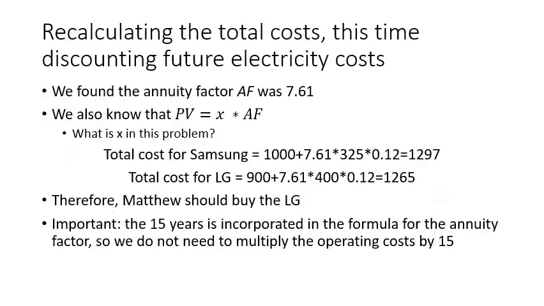It's important to note that the 15 years is incorporated in the formula for the annuity factor, so we do not need to multiply the operating cost by 15 anymore. In the original calculation, we had 15 times 325, or 15 times 400, but now the 15 was calculated in the annuity factor on the previous slide, which gave us 7.61. So in other words, we are valuing the future electricity payments less than we had been before because of discounting. Now, of course, Matthew should buy the LG.